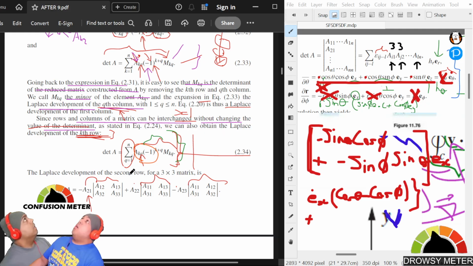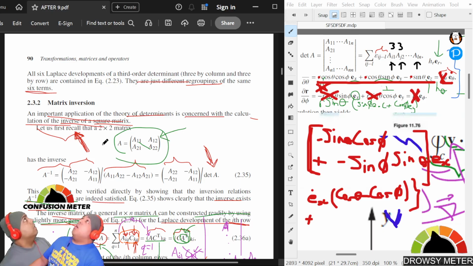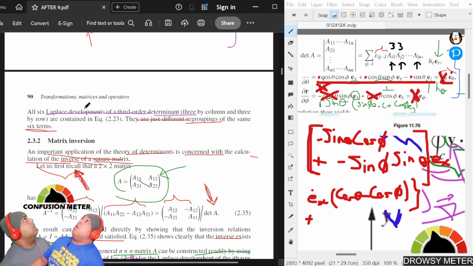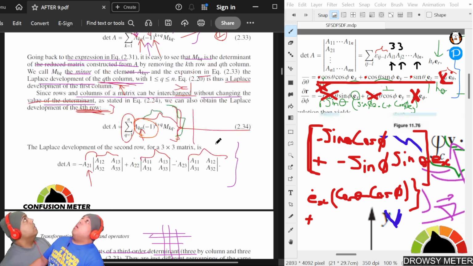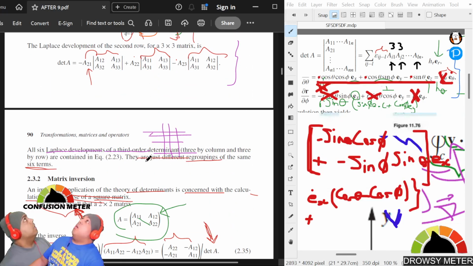The Laplace development of the second row for a 3 by 3 is this. All 6 Laplace developments of a third order determinant, by column and by row, are contained in this. They are just different regroupings of the same 6 terms.